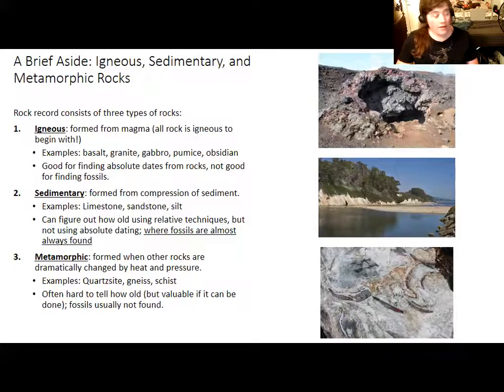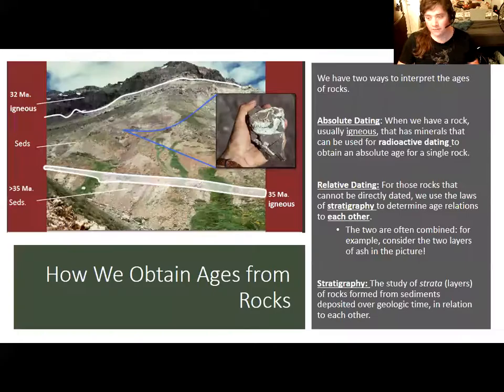So we essentially use sedimentary rocks and the fossils in them to construct the geologic timescale, and then we use igneous rocks and sometimes metamorphic rocks to put absolute dates. One thing I'll say is that with the oldest rocks, many of them are metamorphosed because they've been buried under deep heat and pressure for so long. So a lot of our oldest rocks are metamorphosed and thus a lot harder to interpret.